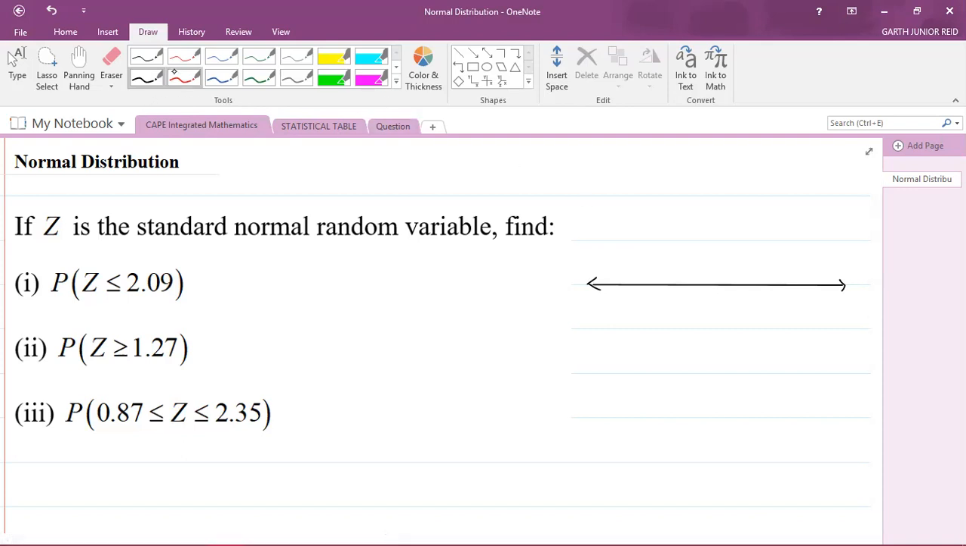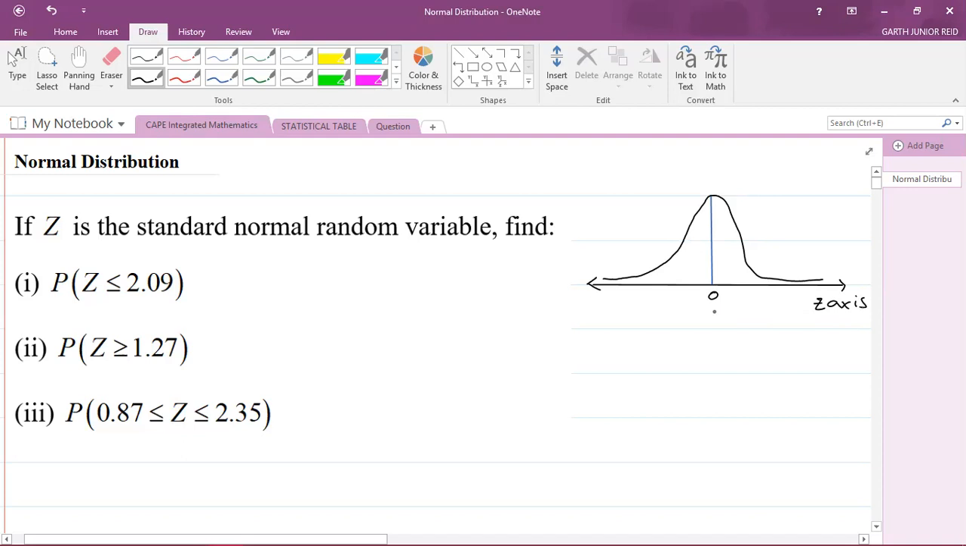So let us say that is my z-axis, and I will have a line of symmetry here. Great, that is my line of symmetry. So this is my normal distribution curve. It's supposed to be very close to the z-axis here. Right, and this is the z-axis here.